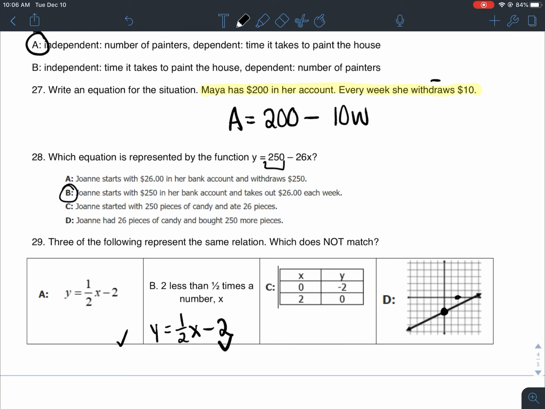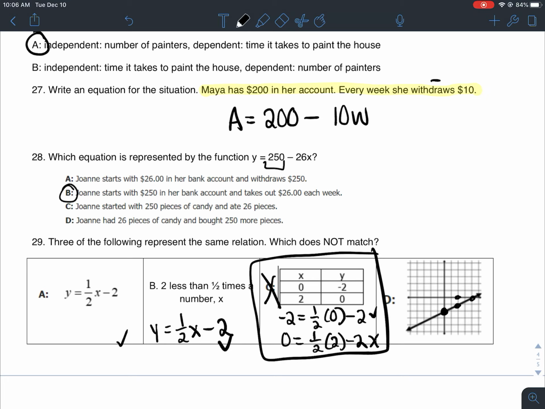And then we can check the points. We can do -2 equals 1/2 times 0 minus 2. That checks, but we've got to check both points. So does 0 equal 1/2 times 2 minus 2? And that would be a no, because that's going to be a -1. When you do 1/2, that'd be 1 minus 2. And then we can also, just to make sure, we know it's not C, but just to make sure, this one here does check out. We start at -2, up 1/2. So your answer would be C, because it doesn't match.